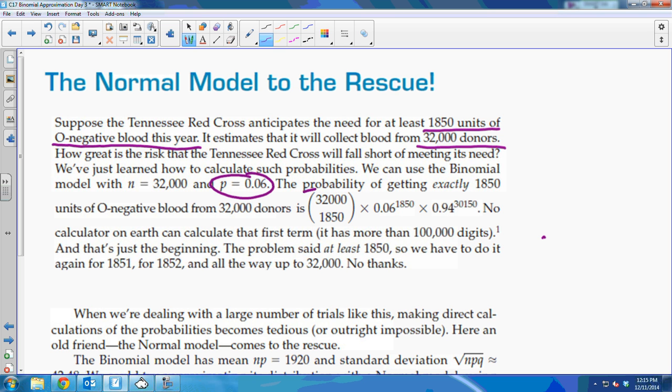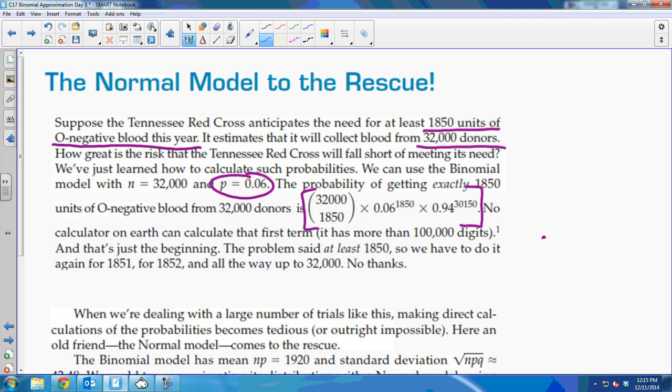This is that equation for binomial, and there is no way your calculator can compute that. It's too many digits. Look, the first term has more than 100,000 digits. Your calculator cannot do it. So what do you do when you have these large sizes for your sample?